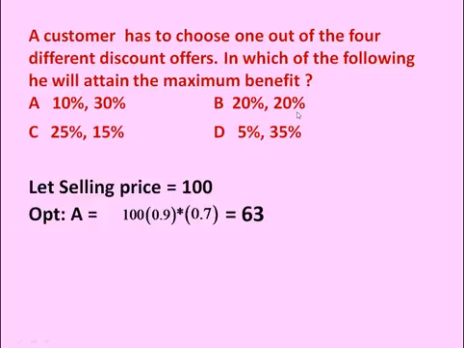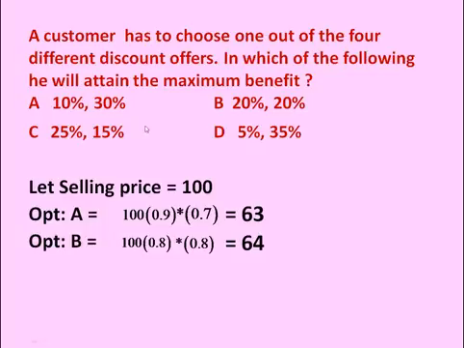Now if he opts for offer B, 20% and 20%, first he will get 20% discount, means he has to pay 80%. 100 into 0.8 means rupees 80 he has to pay, and again he is getting 20% discount, means into 0.8. This is equal to 64. So in total he has to pay rupees 64 to purchase the same article.